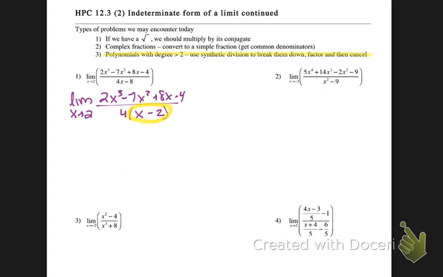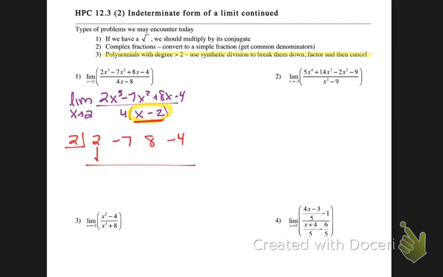So that's where our synthetic division comes into play. We're focusing on this x minus 2. So a little refresher on synthetic division. If I set that equal to 0, then the x value is 2. So that's what I'm going to be using for my value in synthetic division. So my coefficients for the numerator are 2, -7, 8, and -4.